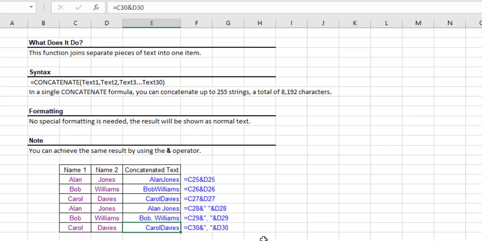Concatenate the values in C30 and D30 separated with a slash. Equals C30 ampersand slash ampersand D30.